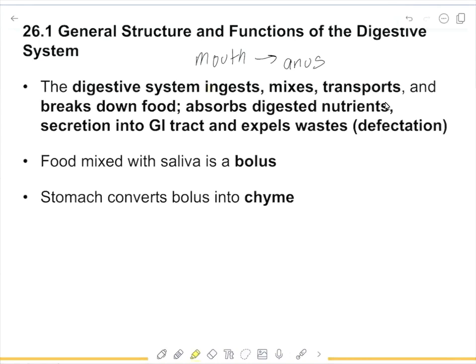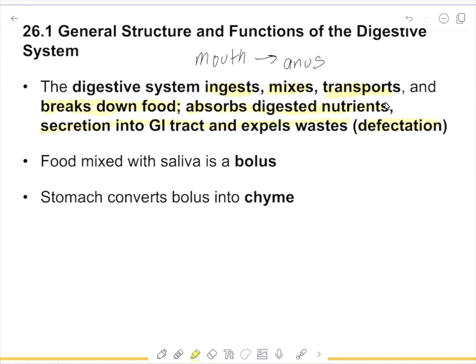ingestion of that food in the oral cavity, mixing of the food with chemicals called enzymes, transportation of those foodstuffs, breakdown of the foodstuffs, which begins initially once we put the food in our mouth, absorption of the digestive nutrients, which happens predominantly in the small intestine, and then finally secretion into the digestive tract and expelling of the waste which is called defecation.